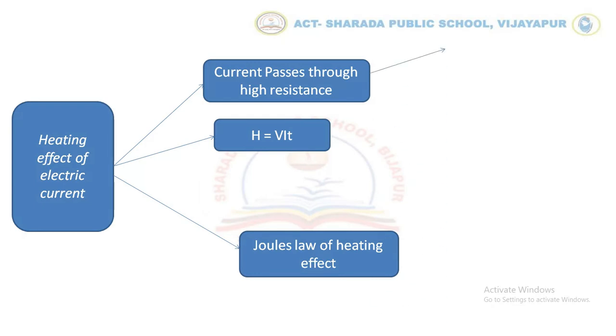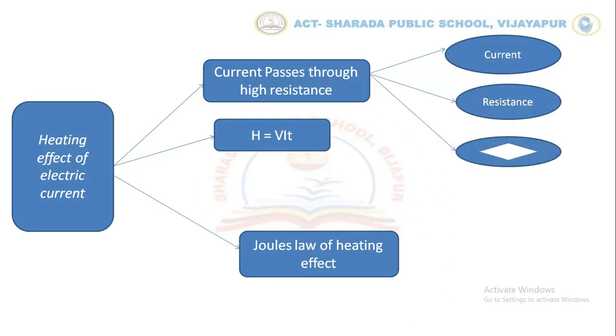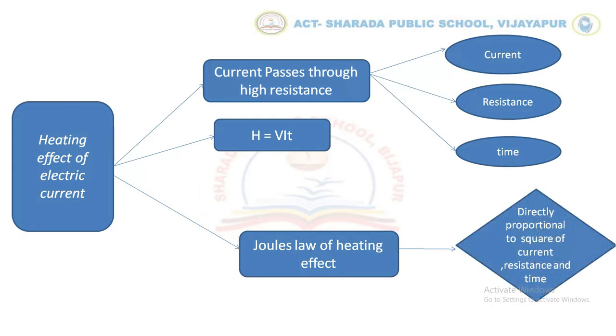Those are current, resistance and time. Heat produced in a conductor is directly proportional to square of current, resistance and time.